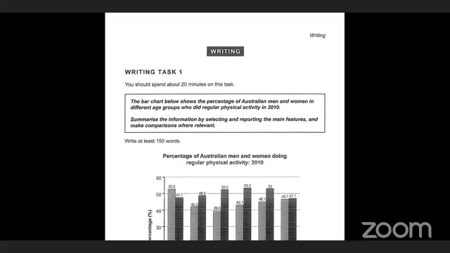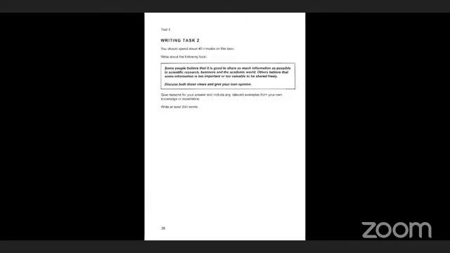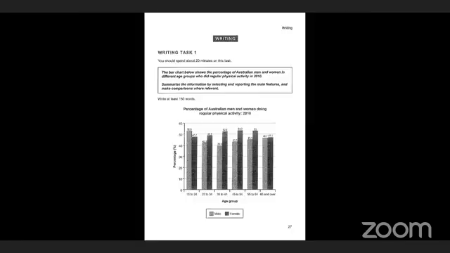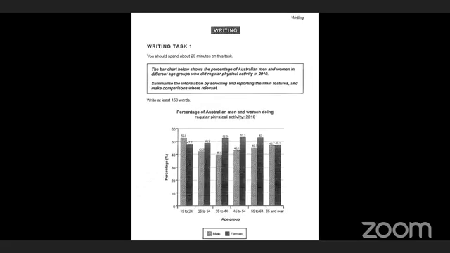First of all, you have to understand the question. This is task 1, and this is task 2. The time mentioned is 40 minutes for task 2 and 20 minutes for task 1. I've looked at the question and we will explain it.